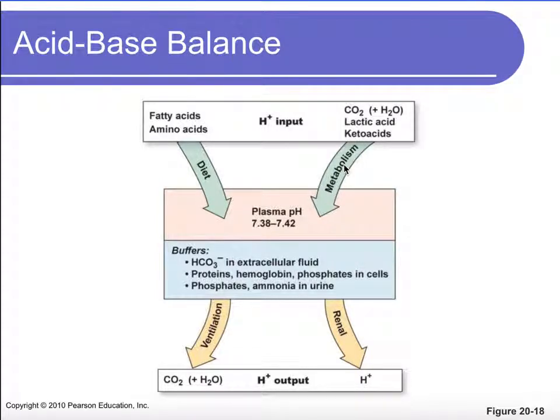We know that when we're doing anaerobic metabolism, we make keto acids. When you don't have enough glucose for your brain, then our liver will make keto acids. So we really don't want to disrupt our body's pH, and so we have to have ways to deal with all of these acids.